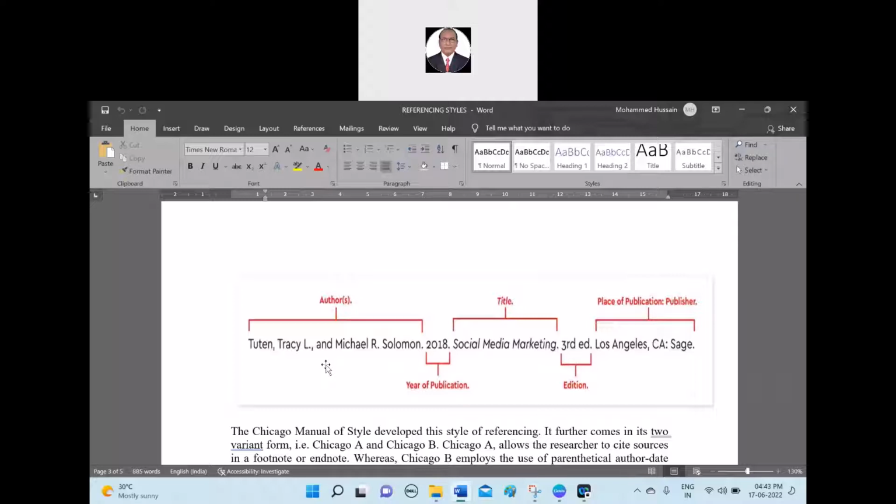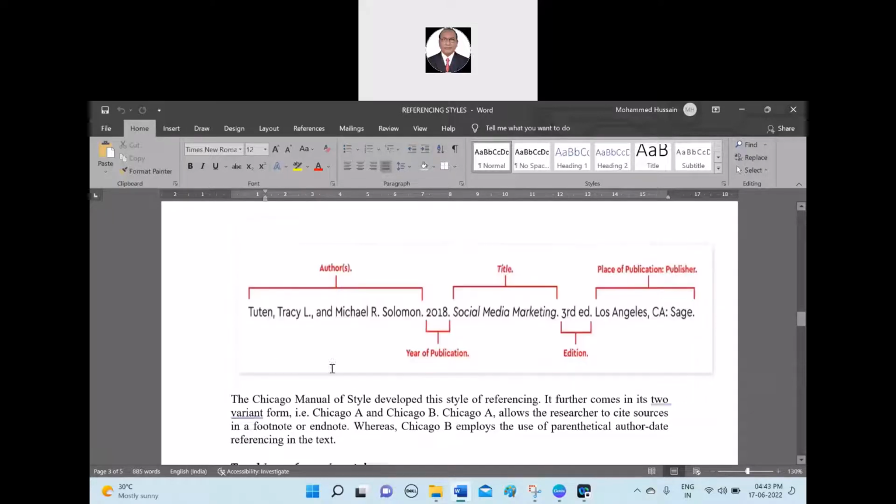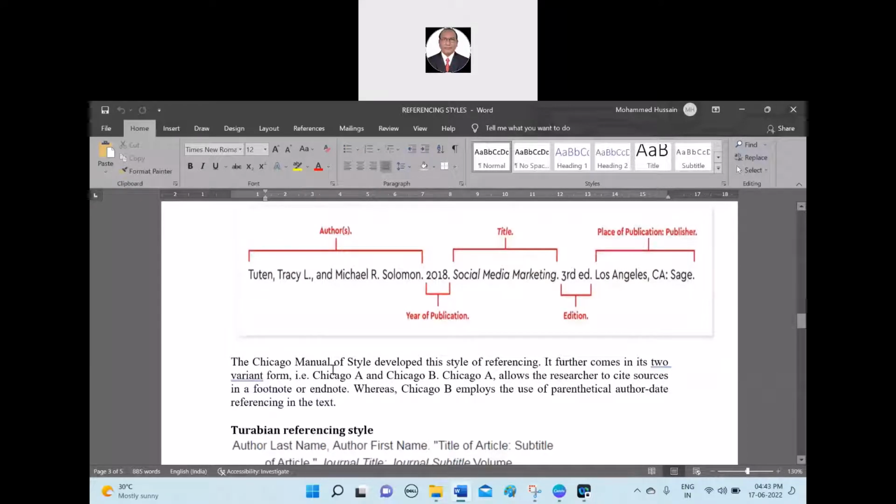And later on, full stop, and the place of publication, Los Angeles, CA, and the name of the publisher, Sage Publications. The year should come over there, because it is the total one. The year should follow, but here they already wrote the year after the author only. That's why the year is not there. But the style we are using now, we don't use the year after the author. We use it after the name of the publisher later. Okay, this is the style.